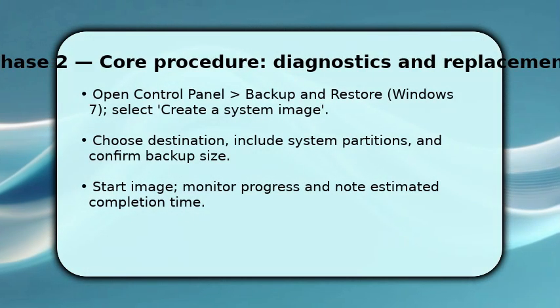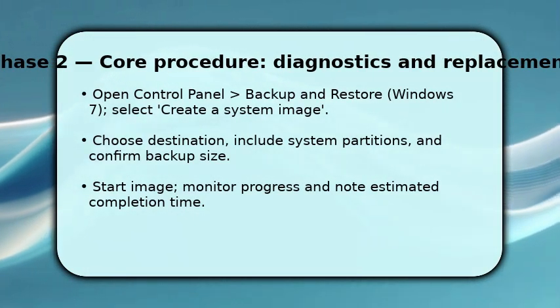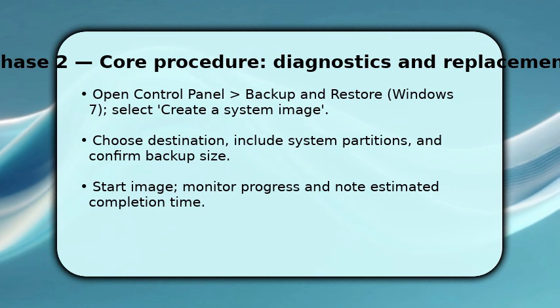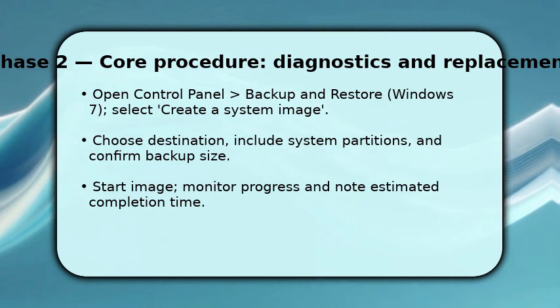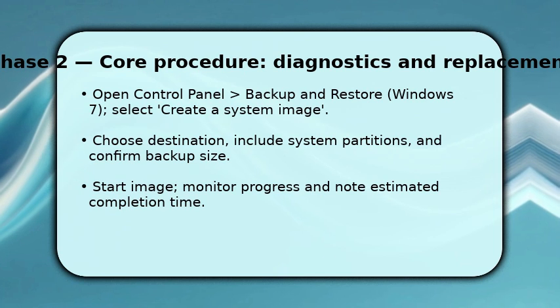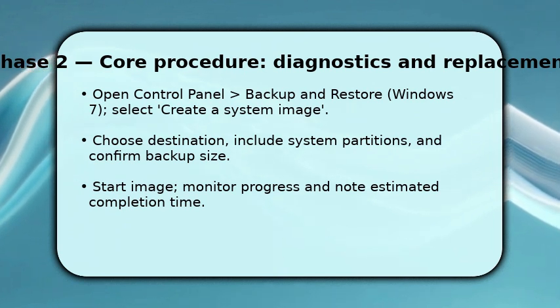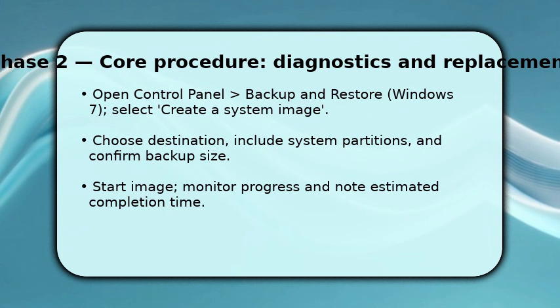You now create a system image to capture Windows, settings, and apps. Open Control Panel, go to Backup and Restore (Windows 7), and choose Create a System Image. This is intentional because the legacy tool makes a full image.